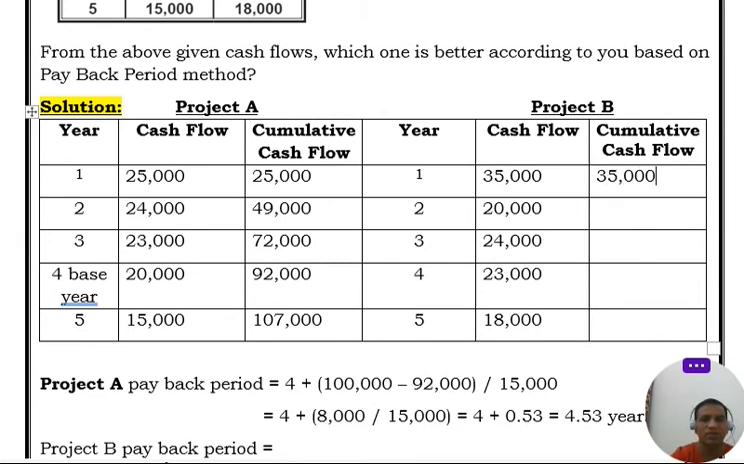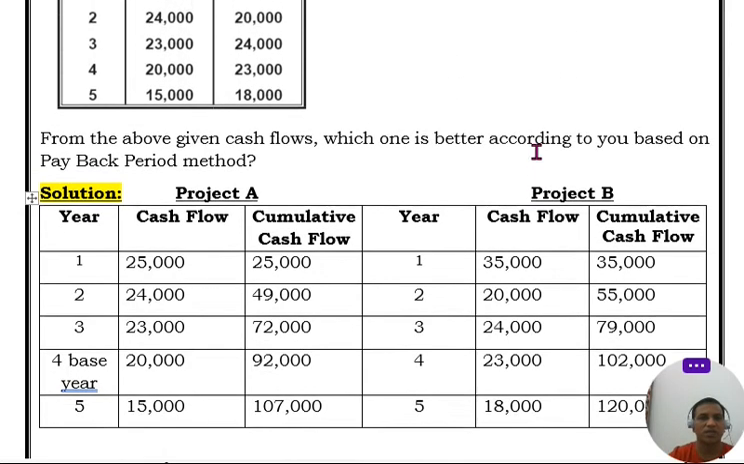First year is the same, 35,000. For the second year, year 1 cash flow plus year 2 cash flow. For the third year, year 1, year 2 plus year 3 cash flows: 35, 55 plus 24, 79. For year 4, cumulative means add the cash flow of year 1, year 2, year 3 and year 4: 79, 99, 102,000. Last, year 5 means adding the cash flow of all 5 years: 120,000.